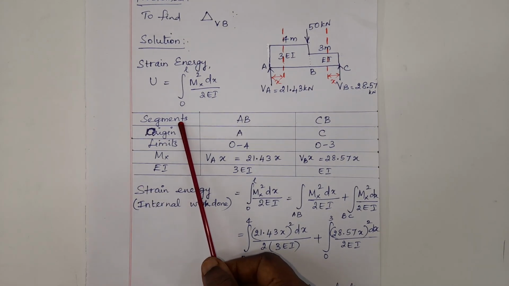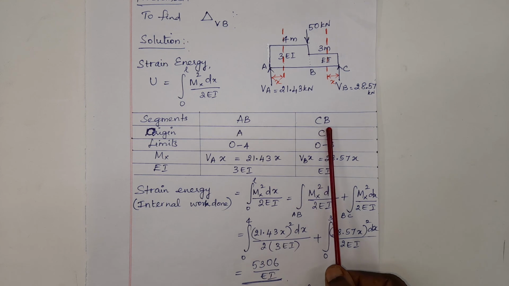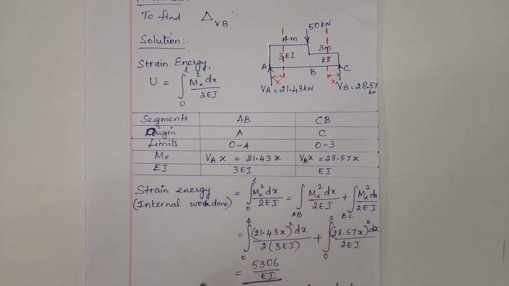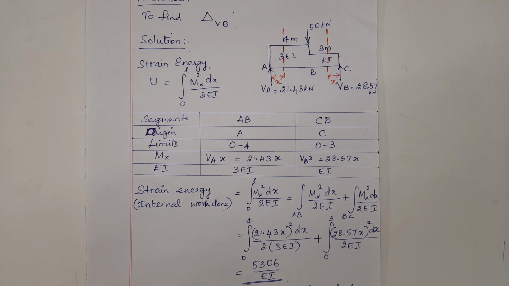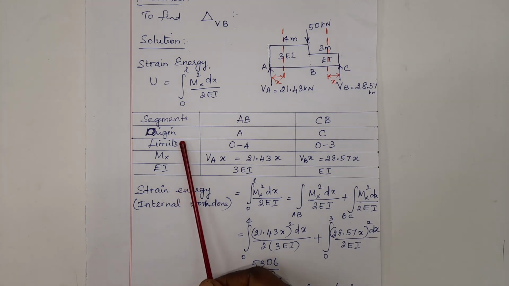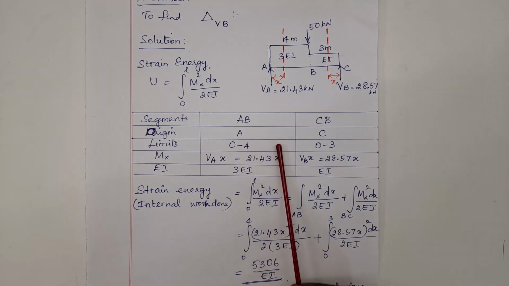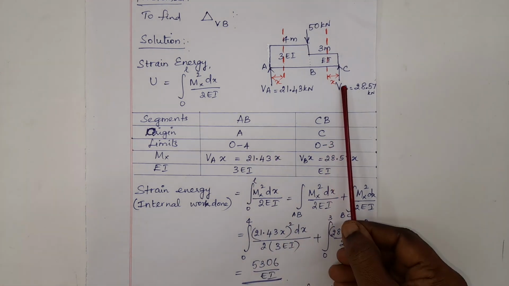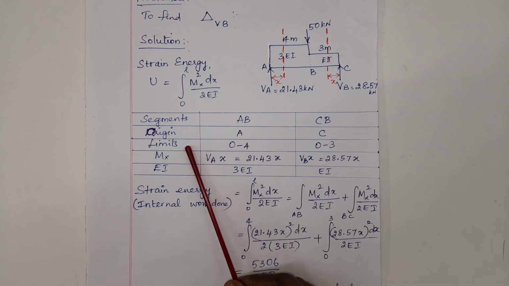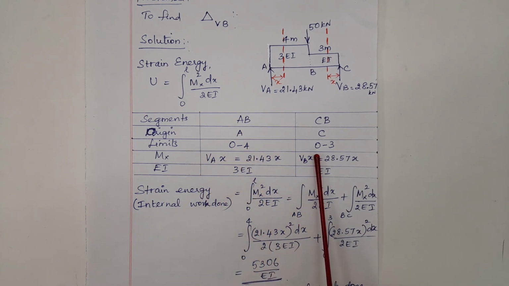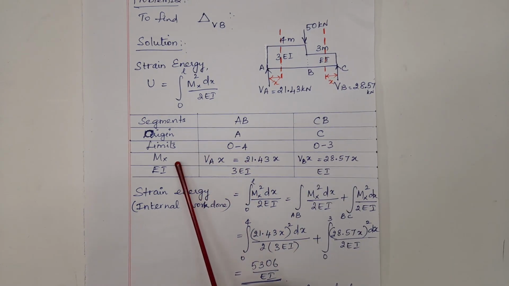So this beam is divided into two segments, AB and CB, based upon the point where the load is, or the point where deflection has to be determined. Origin for the section AB is taken as A. Origin for the section CB is taken as C. Limits are the length of each segment. Mx is the moment about the sections considered.